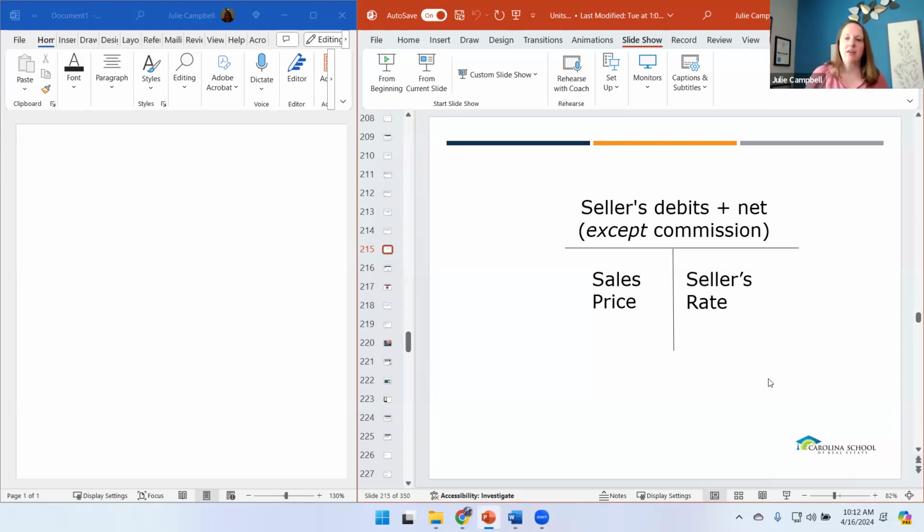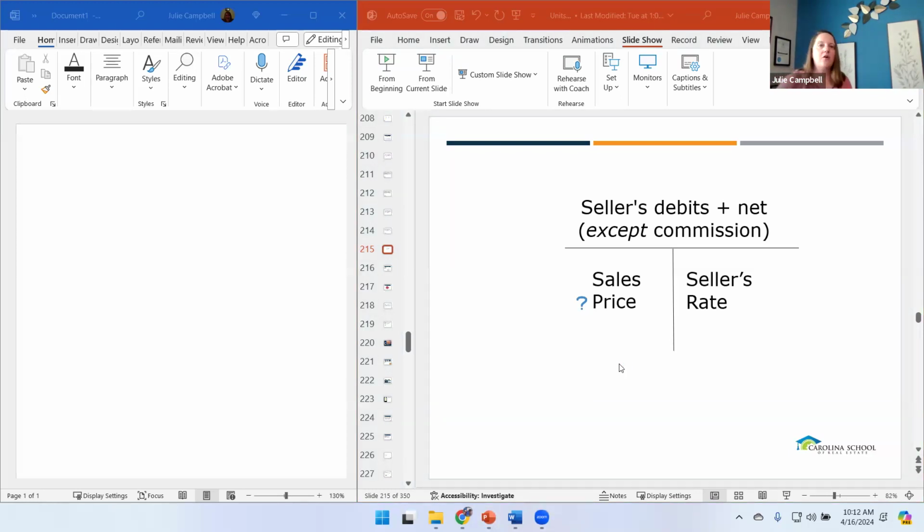I can't calculate our commission yet, because remember what we just said, what we're solving for is the sales price. And our commission is a percentage of the sales price. So I don't have a number to put in there. Some of you really want to put commission on the number at top, but you don't have a number until we solve this problem.